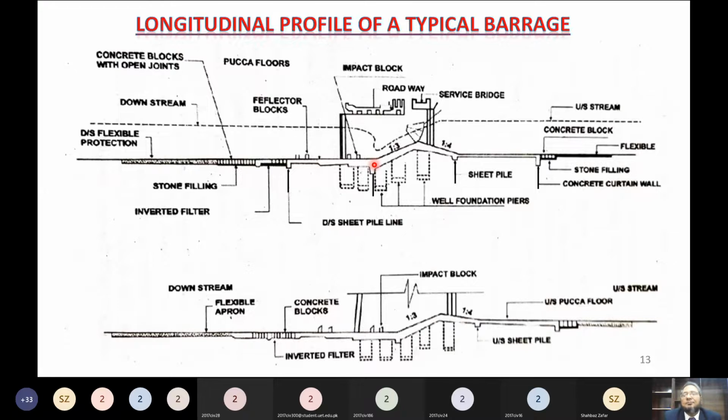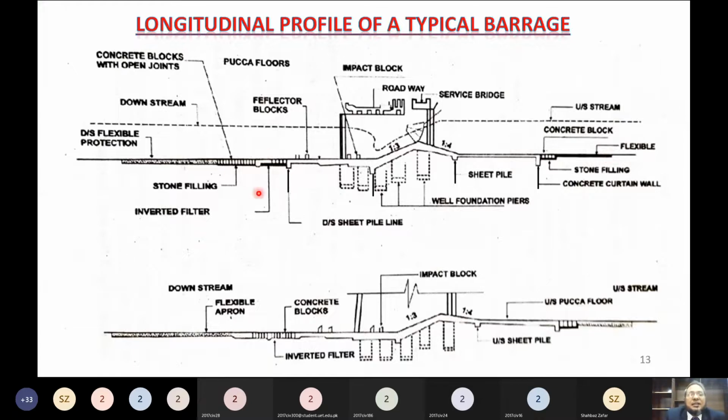And this is the downstream concrete floor. All right. So if you see here on the upstream side, on upstream of the upstream concrete floor, what is this one? Here there are some concrete blocks, or there is a flexible apron. What do you mean by flexible apron? Large size stones that are thrown in the bed. What is the purpose? To prevent the scouring of the bed of the river on upstream of this concrete floor.